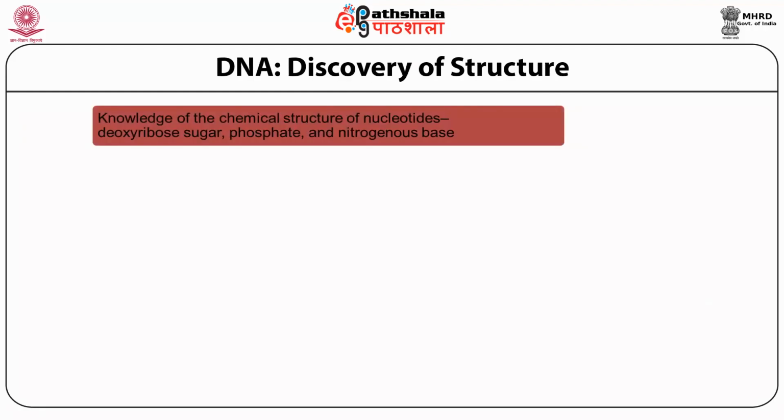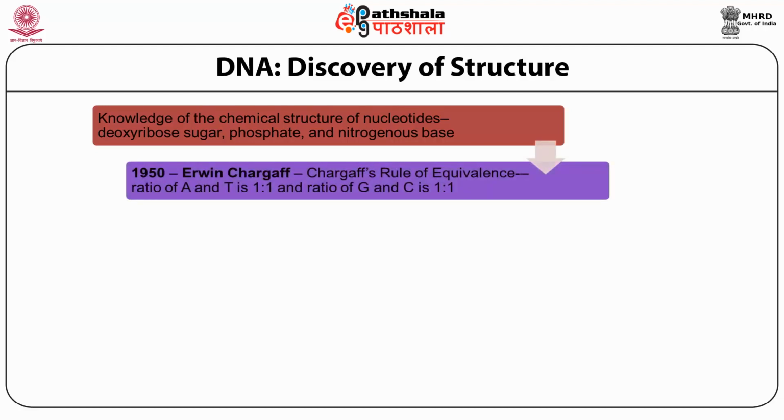Now that we know that DNA was established as the universal genetic material, what was left was to discover the structure of DNA. The first convincing step towards elucidating the structure of DNA came with Erwin Chargaff's rule of equivalence, which stated that DNA is composed of equal amounts of adenine and thymine and equal amounts of guanine and cytosine, the ratio being A to T is 1:1 and G to C is 1:1.